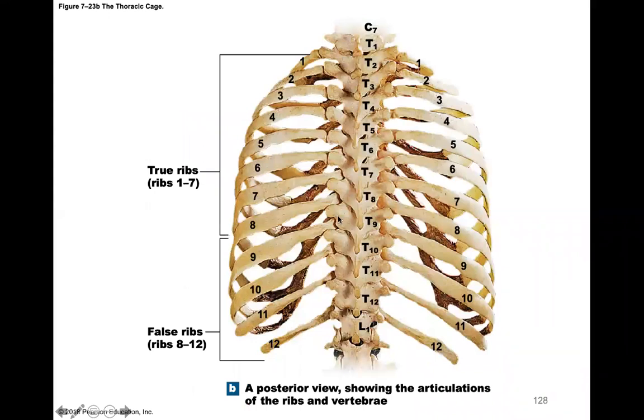This is looking at the posterior view. You can see the articulation of the ribs, the 12 pairs of ribs, to the thoracic vertebrae here. This is actually a great image.